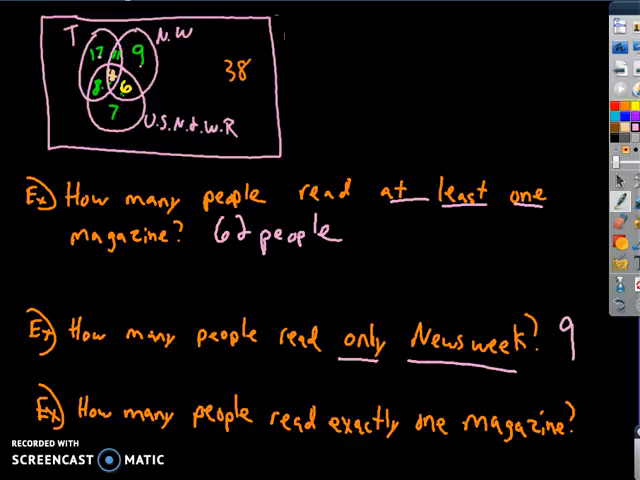And the last question says, how many people read exactly one magazine? If they read exactly one magazine, it means they don't read anything but that magazine. So that would be 9 plus 17 plus 7. So it's 33. So it means 33 people read exactly one magazine.